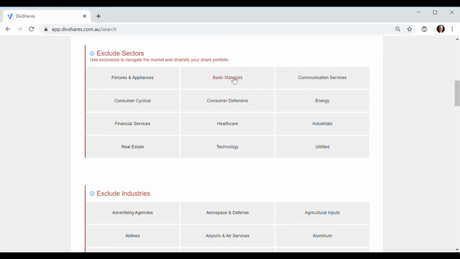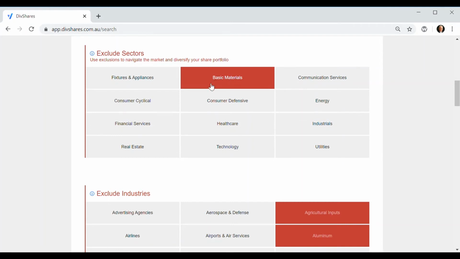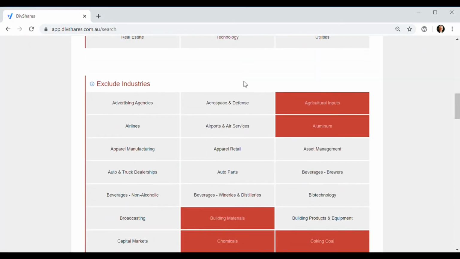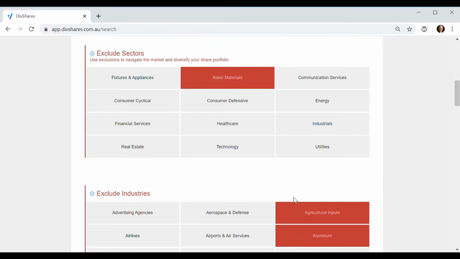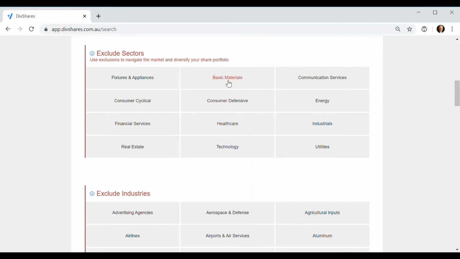Okay, so maybe I've heard there's a bit of trouble in basic materials, and therefore I want to exclude any companies that are within that sector from my search. So I click on basic materials. That sector is now excluded. As I've clicked that sector, you'll notice that each of the industry groups within that sector are excluded. By going back and clicking on that sector again, then everything is included. At the moment, if I did a search, I would include all sectors and industries in my search.